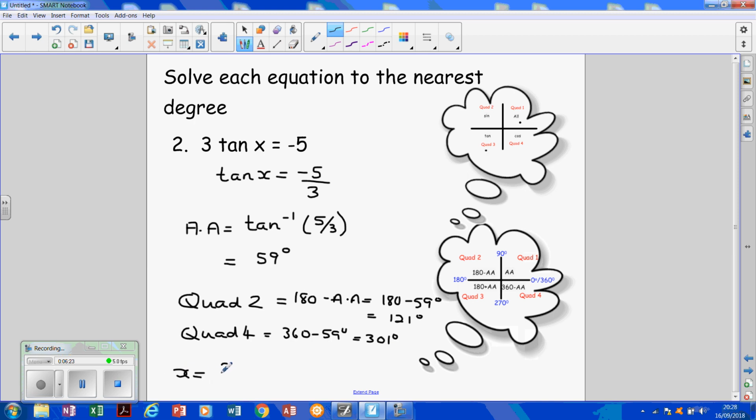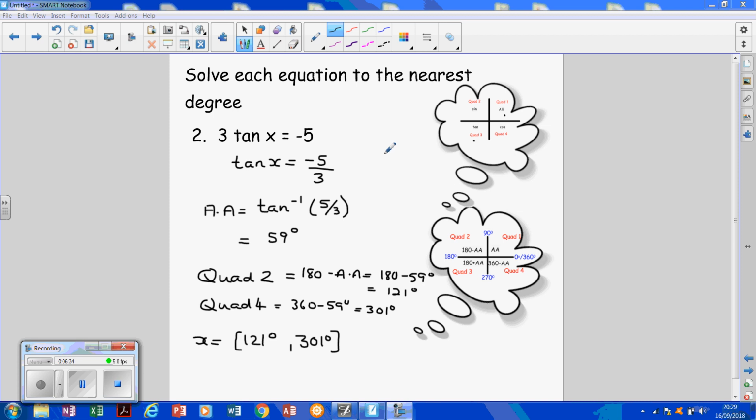So again, write down your answer. X is equal to 121 degrees and 301 degrees. I'm going to go back over that again.